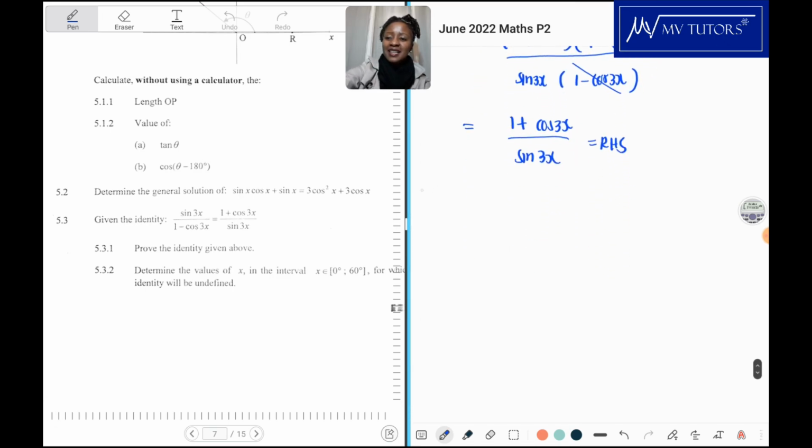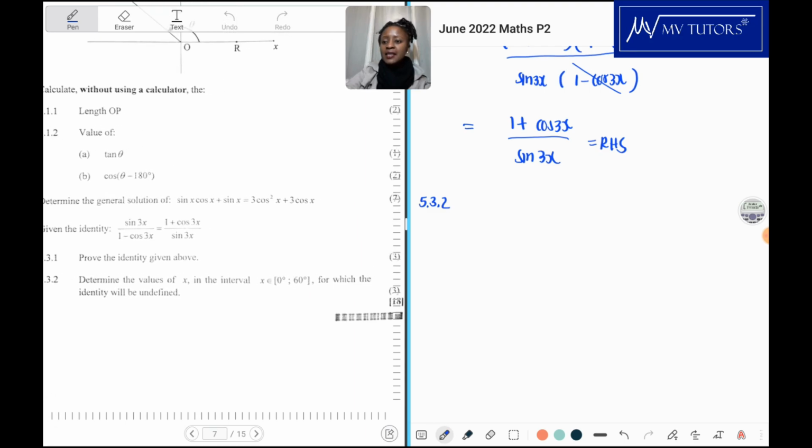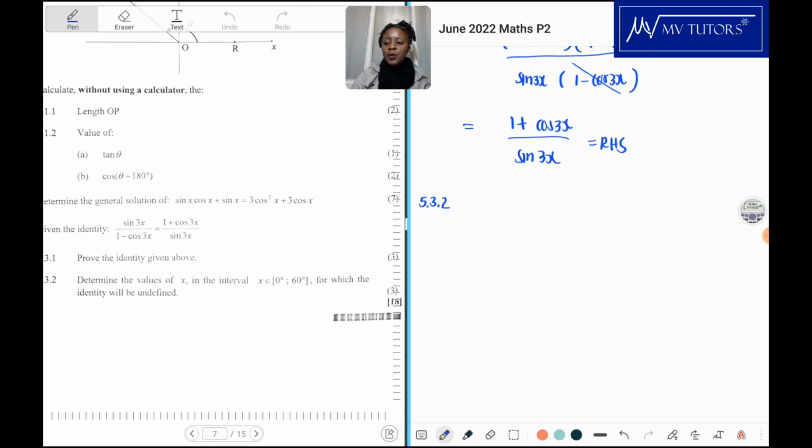Okay, and then 5.3.2, the last question, it says determine the values of x in the interval where the domain is basically from 0 to 60, for which the identity will be undefined. Okay, if you look at the left-hand side, if it will be undefined, it means your denominator has to be 0. So basically that's where you're saying 1 minus cos 3x is equal to 0.